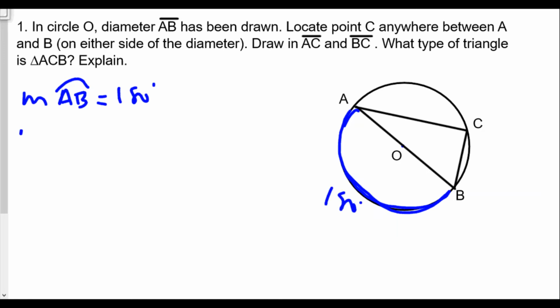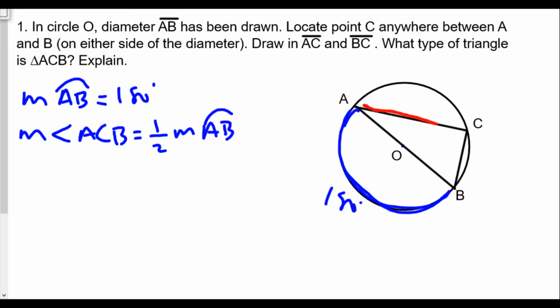And the measure of angle ACB has to be 1/2 the measure of arc AB. Now again, why is this the case? Well, because angle ACB is an inscribed angle, and an inscribed angle's measurement is 1/2 the measure of the arc intersected. So that will mean in this situation that the measure of angle ACB is 90 degrees. Well, if that's the case, triangle ACB is a right triangle.